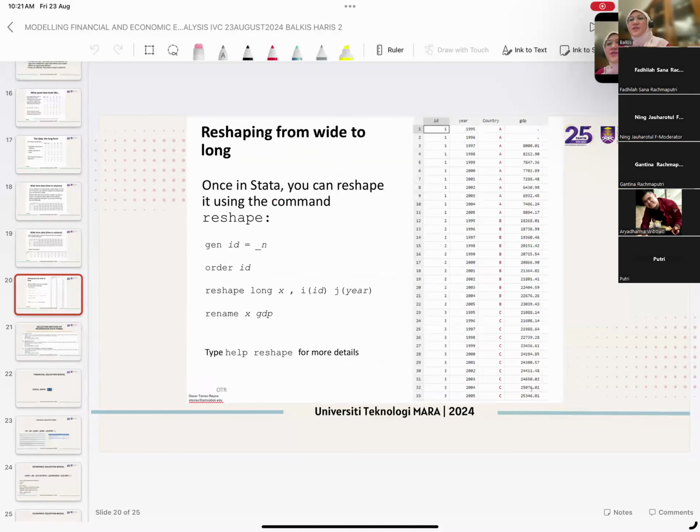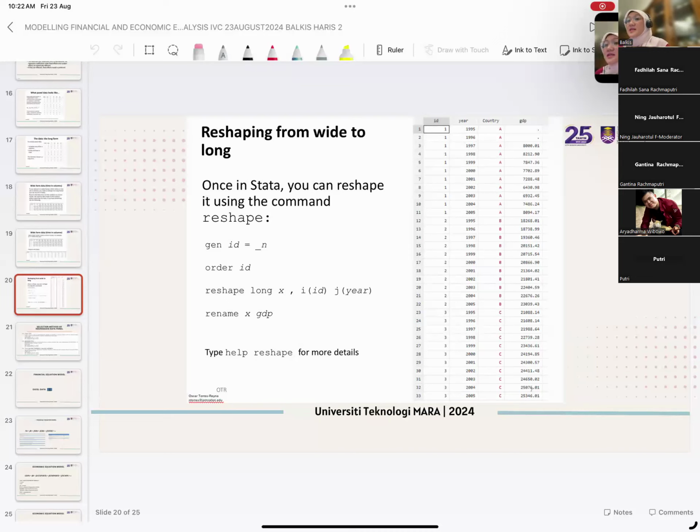All right. This is an example of how we use data to reshape from wide to long. If you look at the first column, which is the ID, is the entity. When we want to analyze, we have to convert from wide form to long form. Regardless of what software you use for panel data, we will use the long form when we do the analysis.